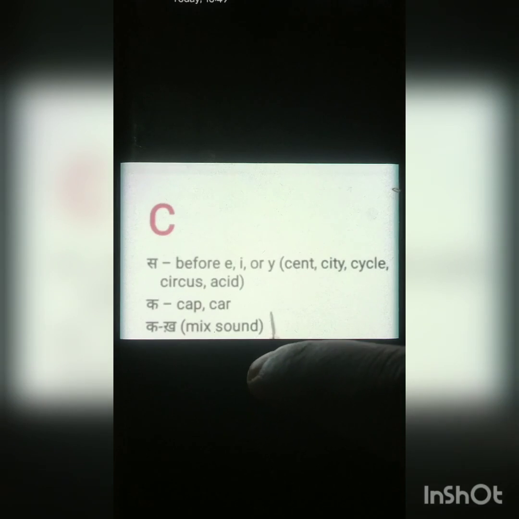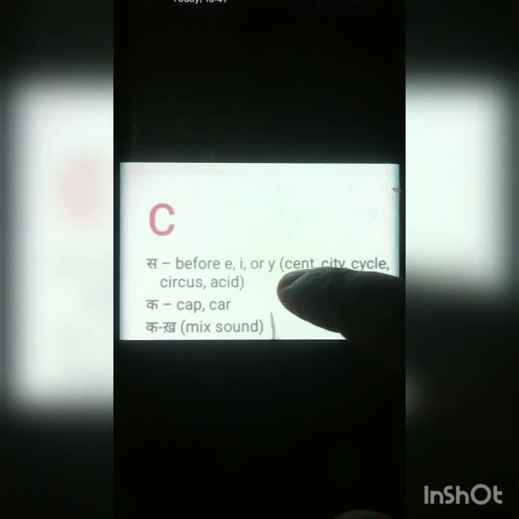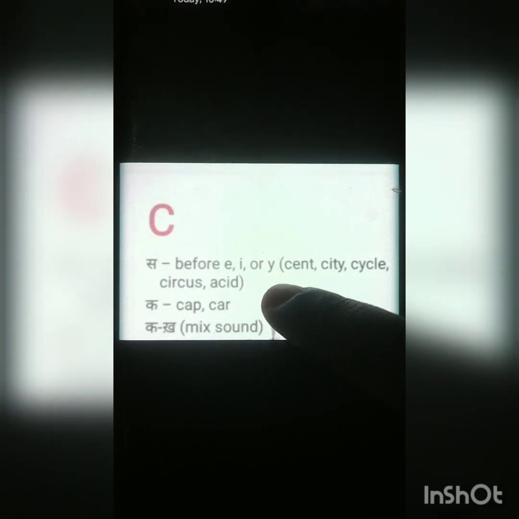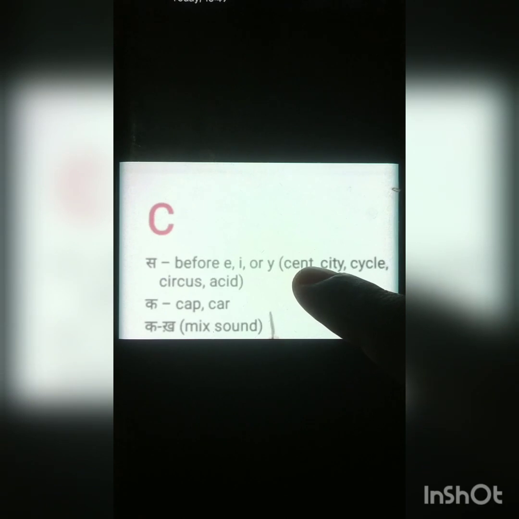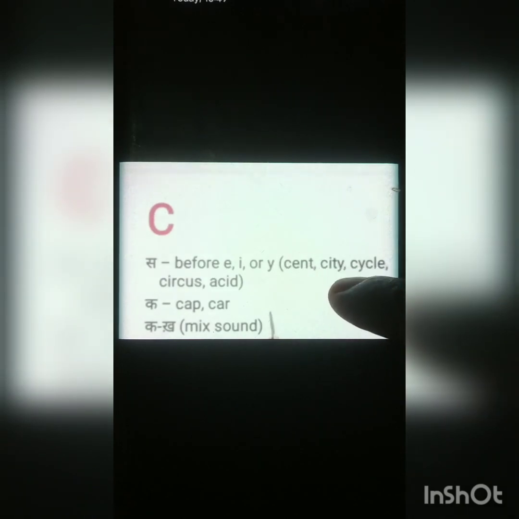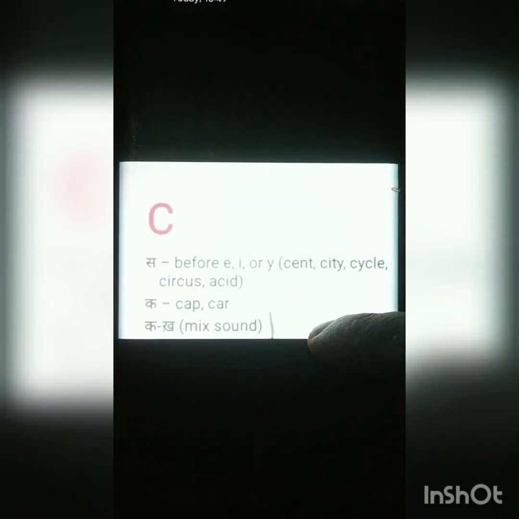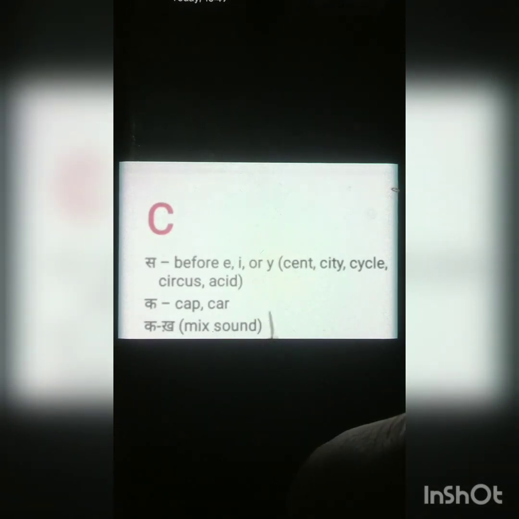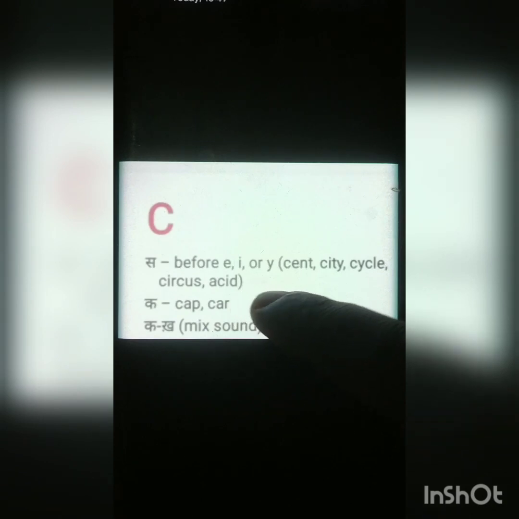When A is there, we have to say according to the position of the letters. Okay. Next you see B is also normal. That's why I don't see B. So C, how to pronounce the C? Before E, I, Y, if the C is coming, then we have to say it sa. Okay. Next you see scent, city, cycle, circus, acid. So C is coming before I, E and Y.